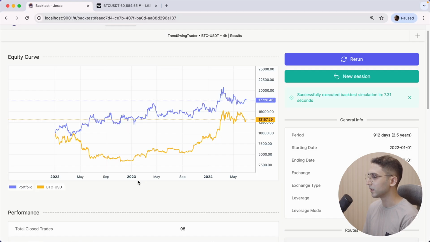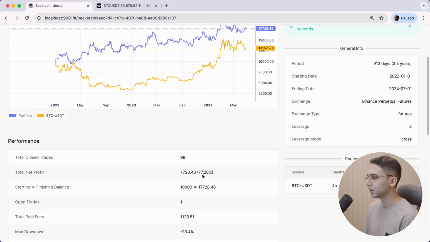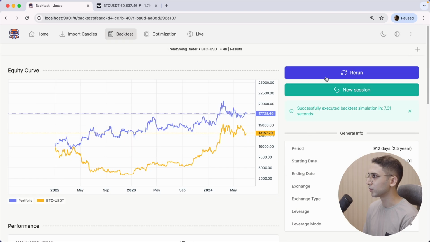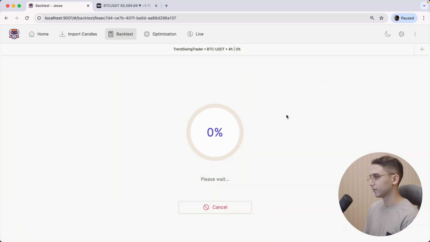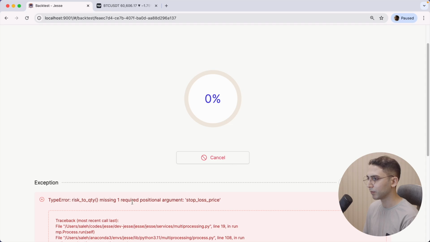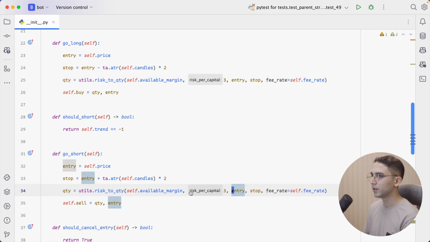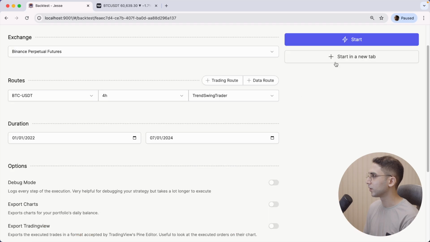All right, so I will also do the same for my short positions. And let's go back to Jesse. Now remember these numbers, it's 77% profit with a max drawdown of minus 23%. Let's re-execute it. All right, it's saying we're missing one required argument. Let's go back here. I forgot to set the risk per capital number, which is actually the most important number in this function. So I'm going to risk 3% of my capital per each trade. I'll do the same here. Let's go back, run it again.